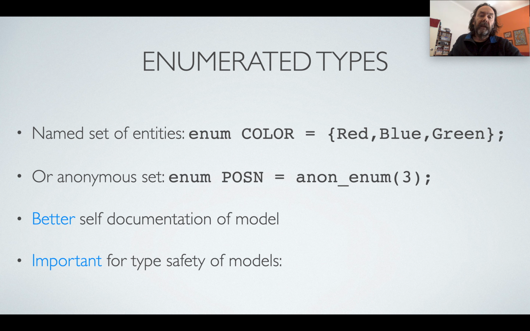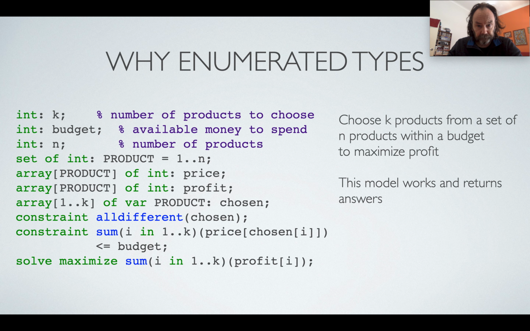colors. Or we can have anonymous enumerated types. So here we've got enumerated type position, which has 3 unnamed positions. And they're useful because they give a better documentation of the model, but they're also important for type safety of models. So here's a simple kind of knapsack problem.